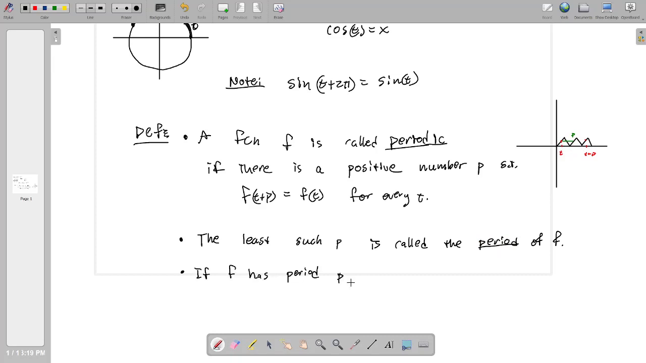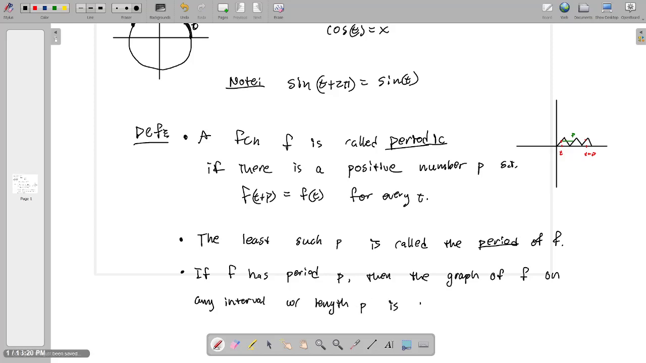If f has a period p, then the graph of f on any interval with length p is called one complete period of f. So notice here, this would be one complete period. We would go up, down, and back up to where we started.